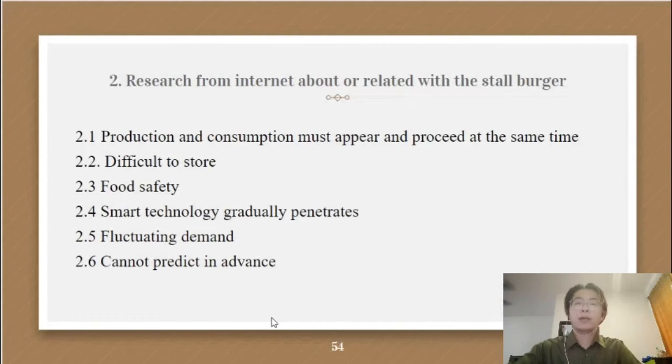And 6 is that it cannot be predicted in advance. Before the customer eats a burger, they are not easy to know what kind of food you provide. So the sellers should know how to let the customers know how good your burger is. This is really important to attract more and more customers to your food store. Okay, that's all. Thanks.